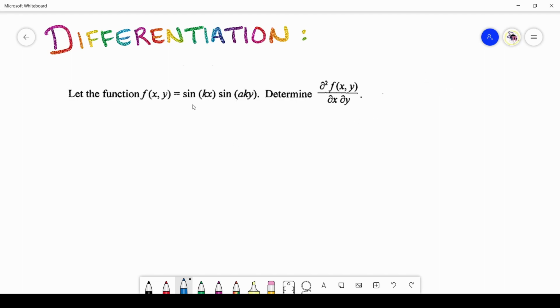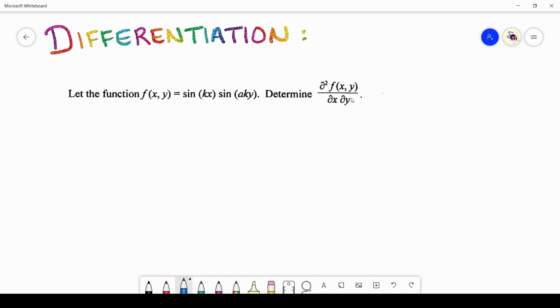So upon first observation, you'll notice that we have two key functions there. You have sine of kx and then you have sine of aky. Usually you'll start thinking product rule, etc. But remember with partial derivatives, because one of the variables is kept constant when differentiating, the product rule doesn't really apply so much, okay?